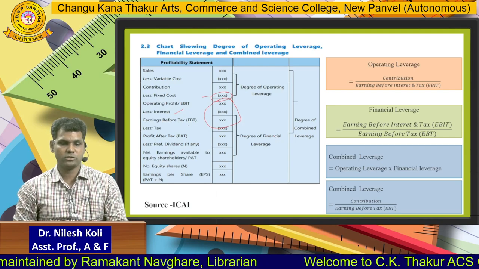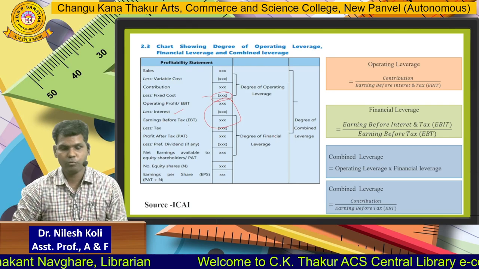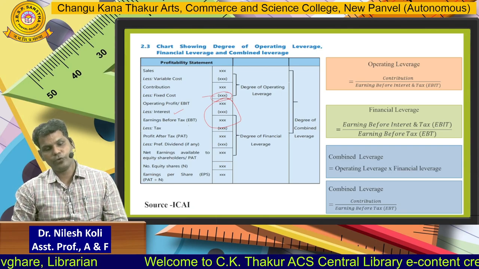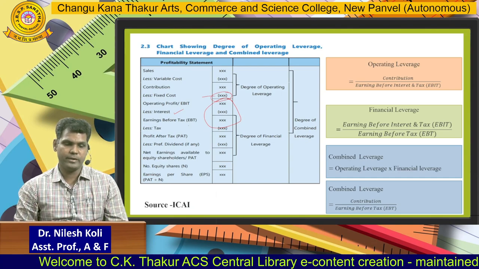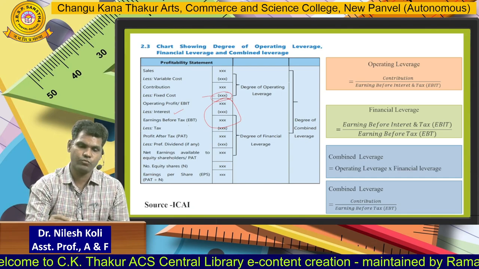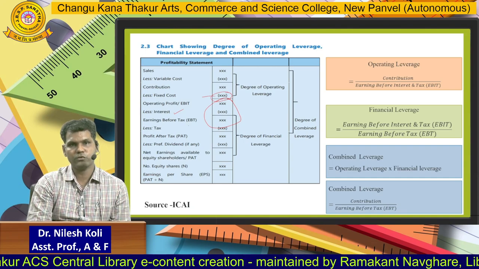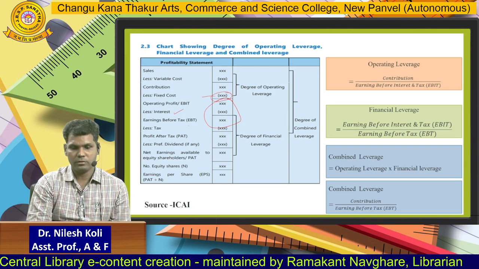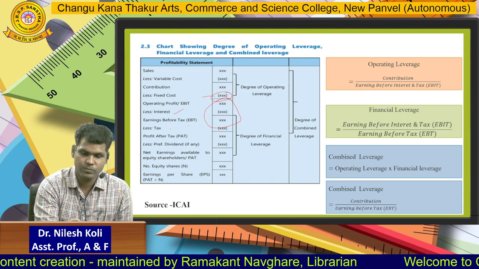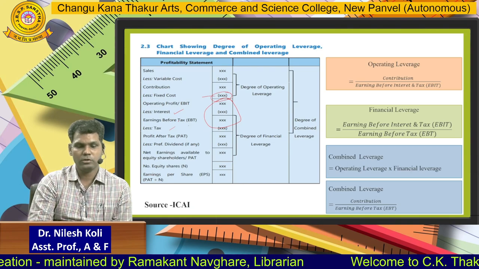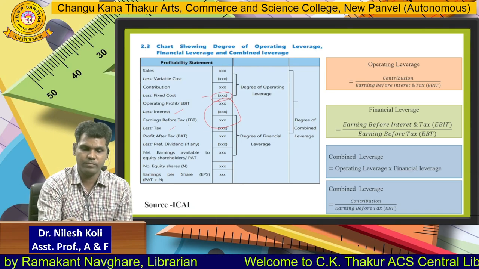Now we already discussed some part of the income statement or the profitability statement. This is very important, when you have to calculate the leverage, ultimately these figures are very important, that is EBIT and EBT, and how they are calculated through this income statement. The format has been given: sales minus variable cost, contribution less fixed cost, then the EBIT less interest, EBT less tax. If the tax has been given in the problem, then you have to deduct the tax, and then you will get the PAT or the EAT, that is the earning after tax.